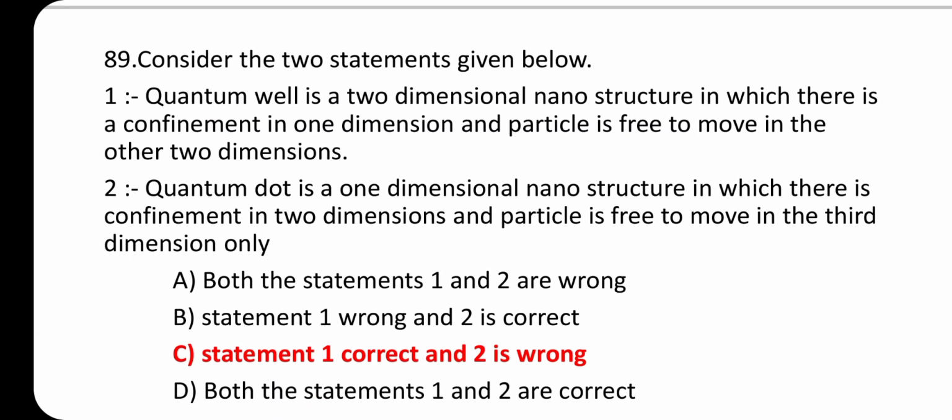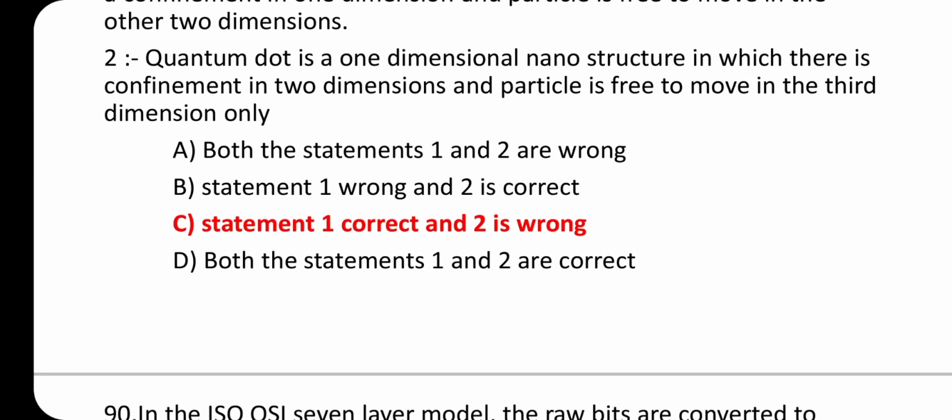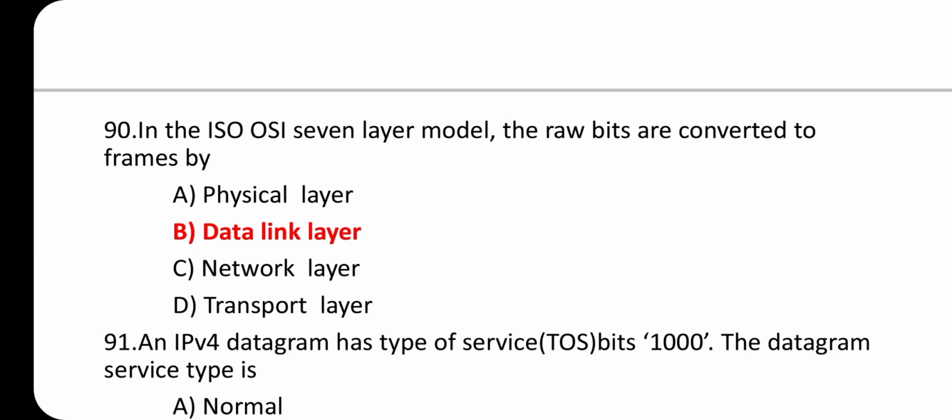Consider the two statements given below. Statement 1. Quantum well is a two-dimensional nanostructure in which there is confinement in one dimension and a particle is free to move in the other two dimensions. Statement 2. Quantum dot is a one-dimensional nanostructure in which there is confinement in two dimensions and a particle is free to move in the third dimension only. Option D. Statement 1 is correct and 2 is wrong.